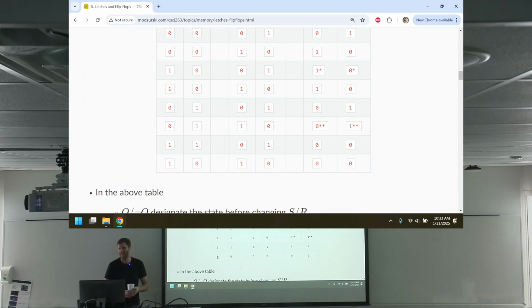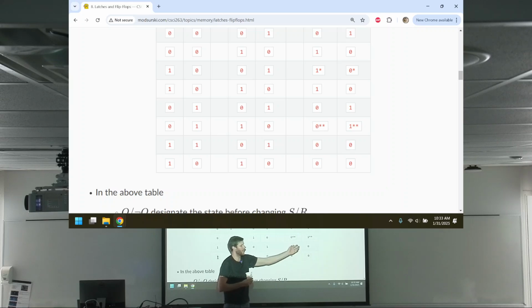We don't want to set and reset at the same time. What would that even mean? There's no utility in that. So how does it even behave in the circuitry? Well, it gives us some nonsense output where somehow Q is 0 and not Q is also 0. It was nonsense, right?